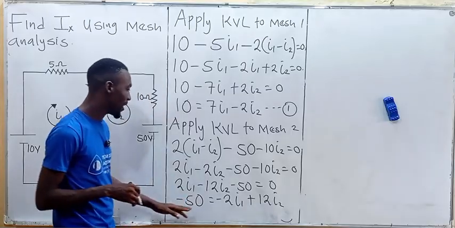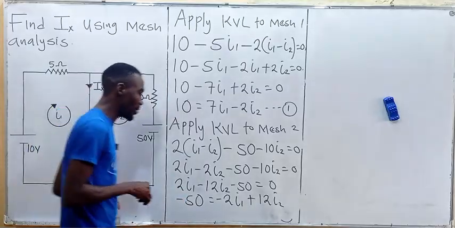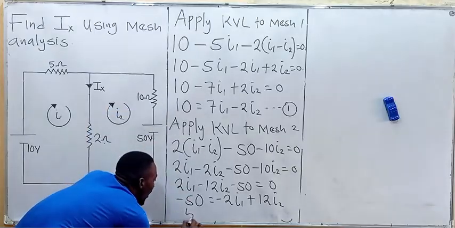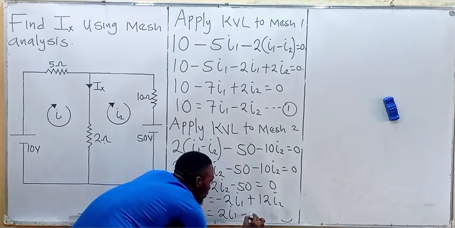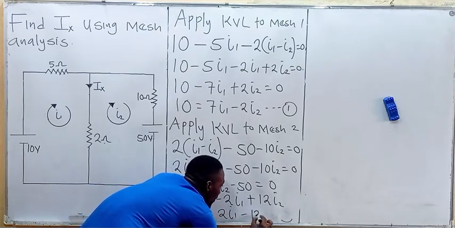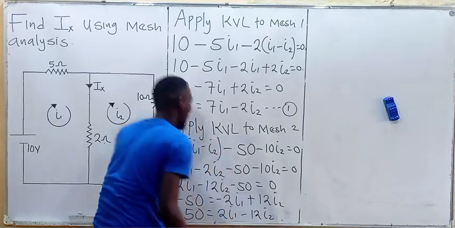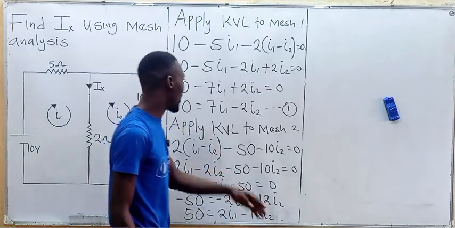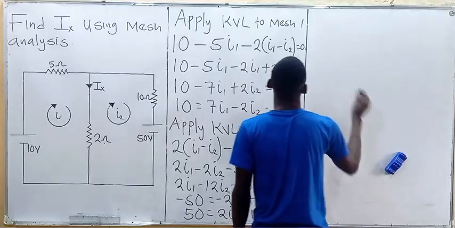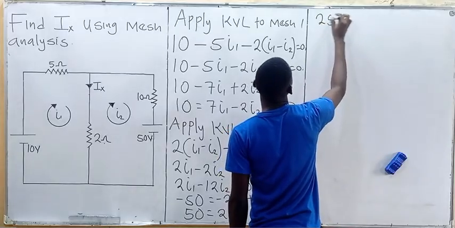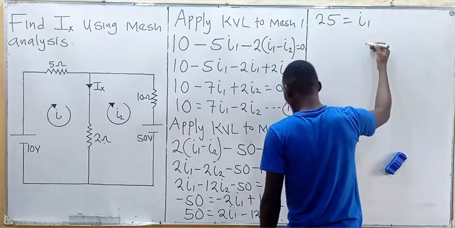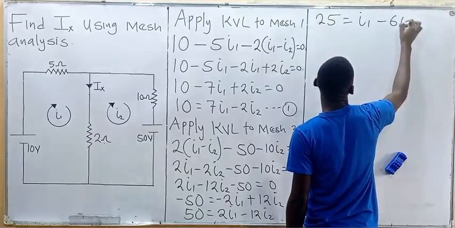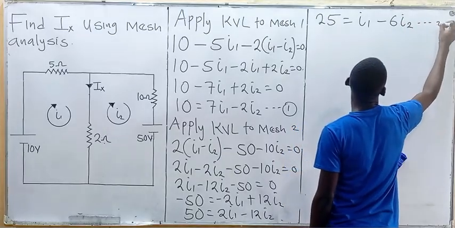And if I multiply negative 25 by minus, okay, let's first multiply by minus. So I'm going to have 50 equals to 2 I1 minus 12 I2, right? So if we now divide through by 2, we're going to have 25 equals to I1 minus 6I2, equation number 2.